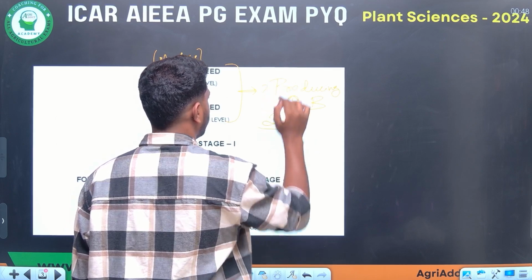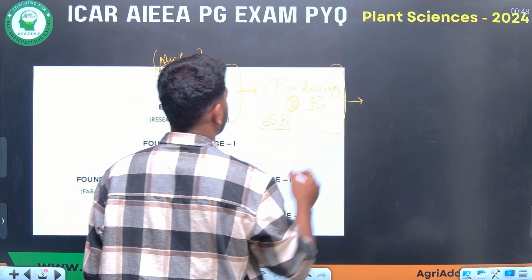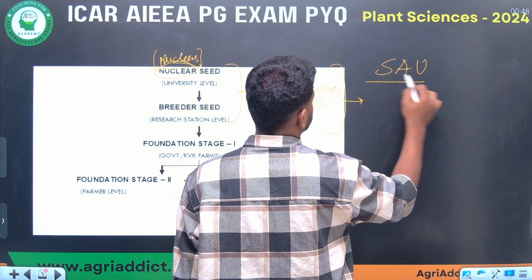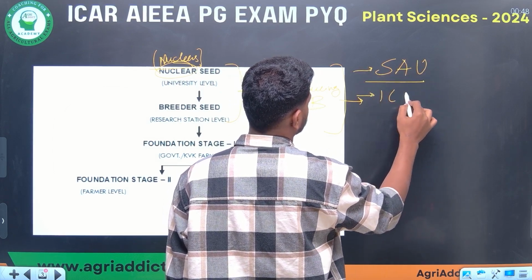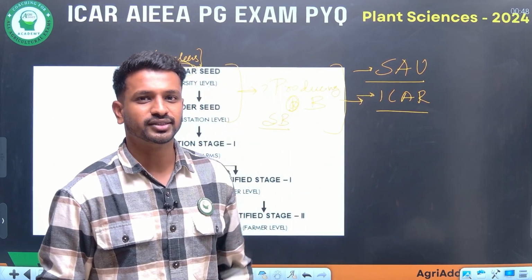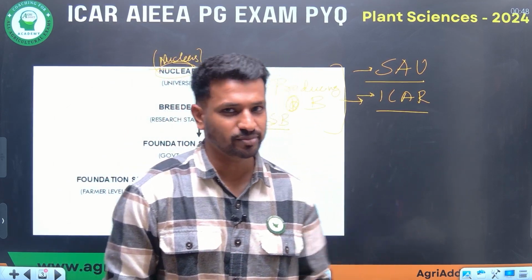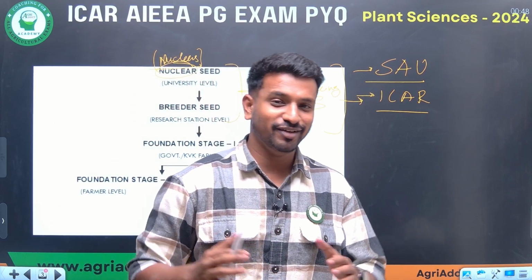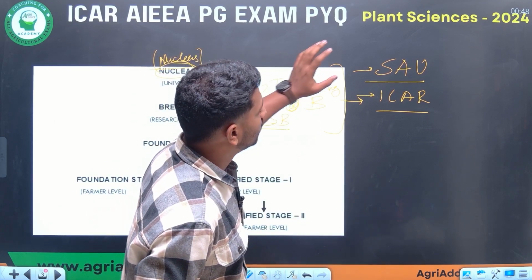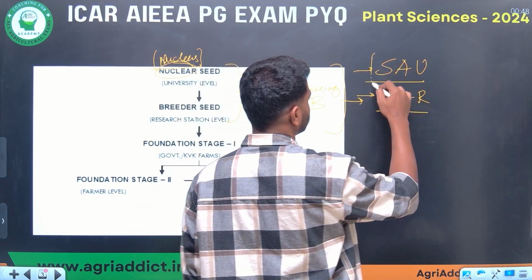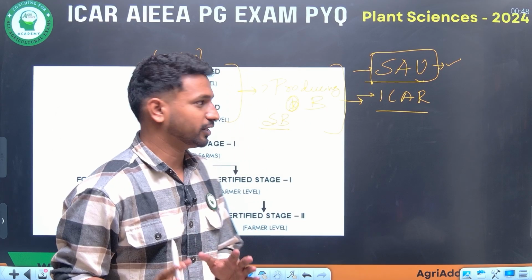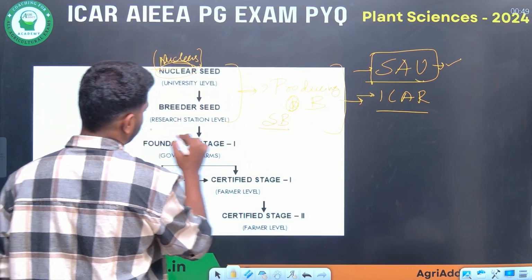Okay, and where are they going to produce this? They are going to produce this in SAUs, the research farms of SAUs and the ICAR institutes. Everywhere we read that the breeder himself produces the breeder seed, or the nucleus seed is produced by the breeder himself. But that doesn't mean that they will be doing it on their own land. They will be doing it on the ICAR institute lands or the research farms of state agriculture universities. That's the simple thing, right? This is what can be asked.